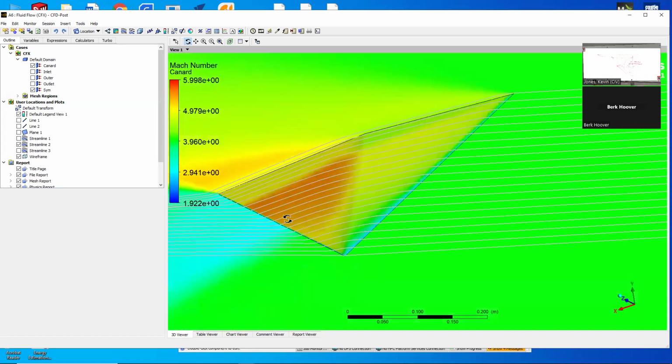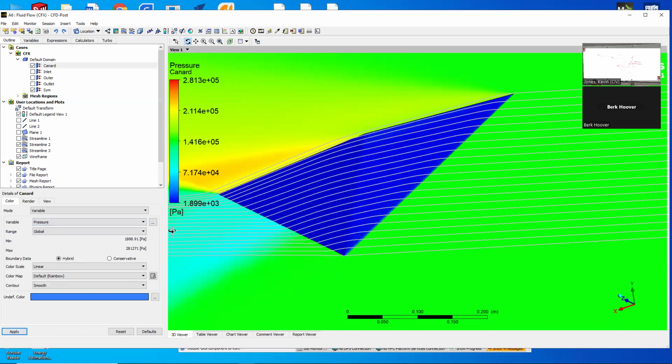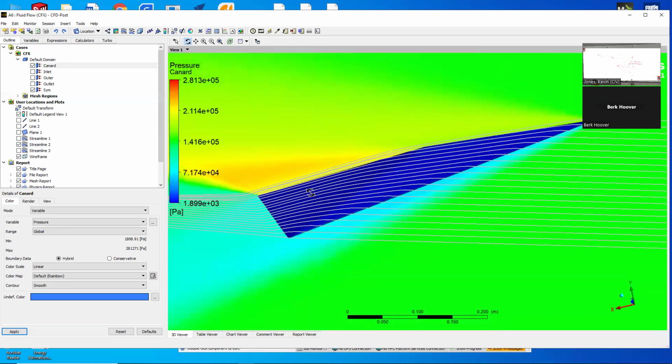I think if we, let's change canard to pressure, you could see we're getting down. I think free stream is 20 something thousand. We're down to 1900. And when you get up to 30 degrees alpha, if anyone tries to go that high, you're down to like 200 pascals in that pocket. So it's getting quite challenging for the code.